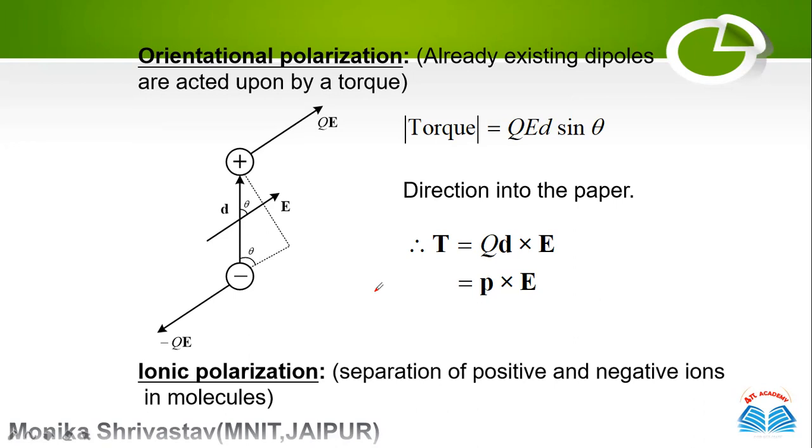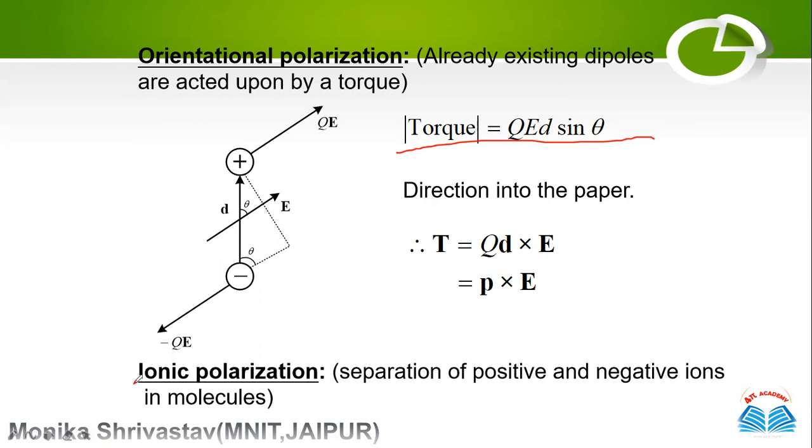So what will be that torque? Do you remember the formula we studied in our last lecture about torque? The torque tau was P cross E, that means PE sine theta. What was that P? P was the dipole moment, and the dipole moment is QD. So the torque will be QED sine theta. Obviously here we are denoting this torque as T. Whenever the sine theta comes, we put a cross. So QD cross E, where QD is P, so that is P cross E.